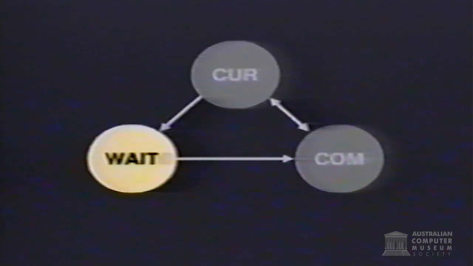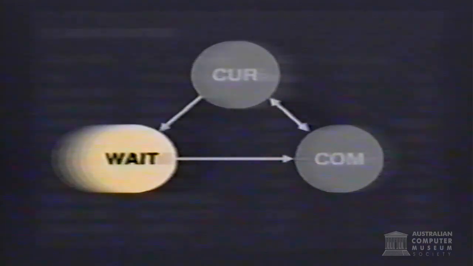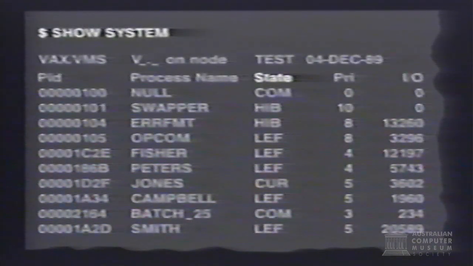The wait state is one in which the process is waiting for some external event to occur. Actually, there are a number of wait states, each one defined by the type of event a process is waiting for. The state of each process is displayed when you enter the DCL command, SHOW SYSTEM. A couple of wait states are shown here.